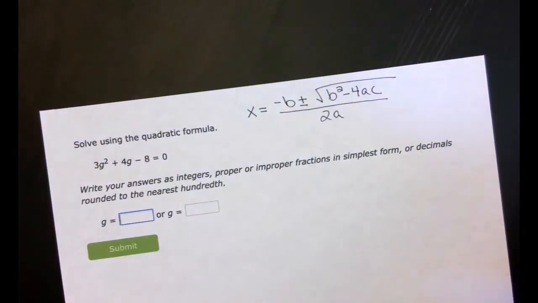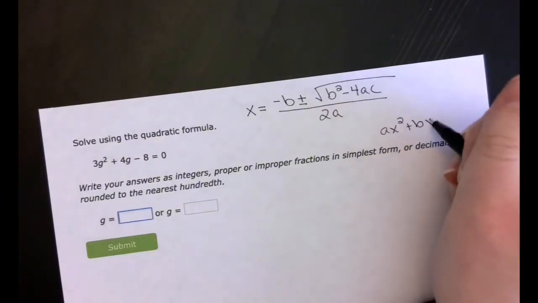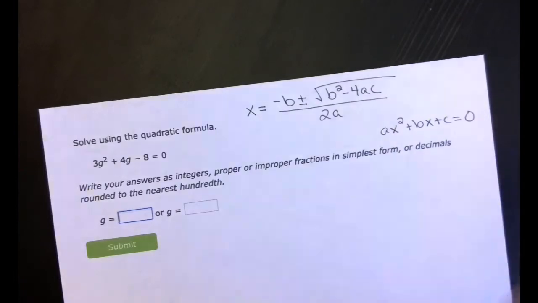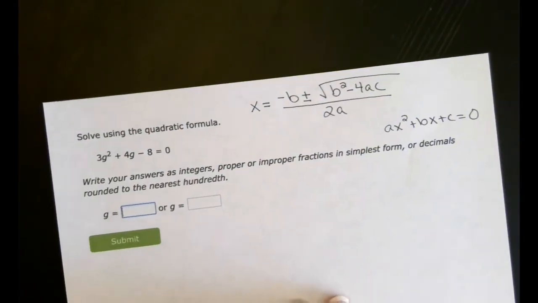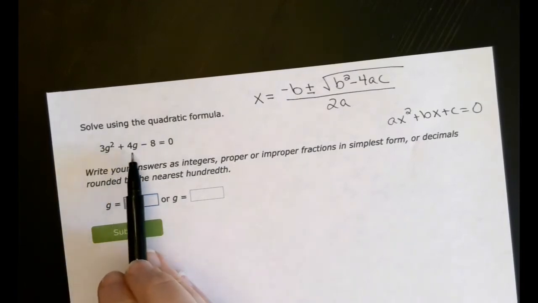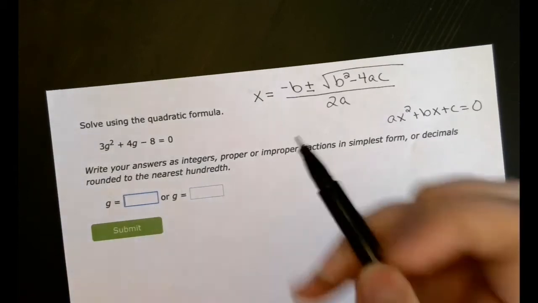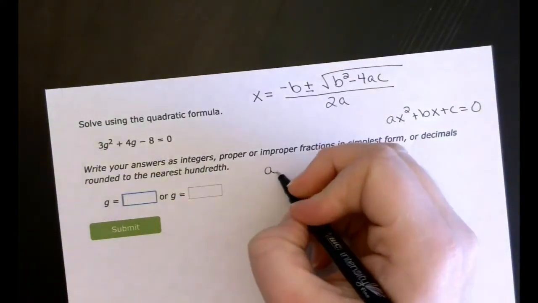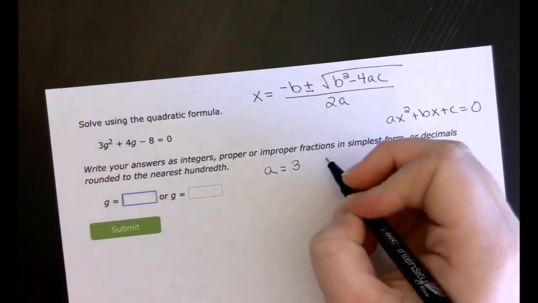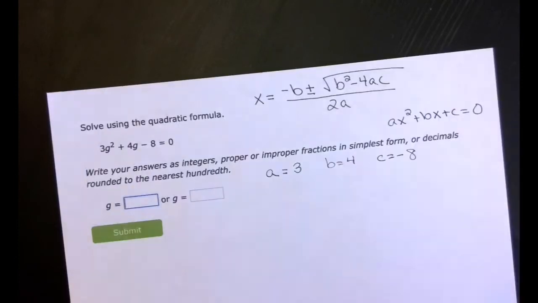We can only use this formula when our quadratic equation is in standard form and set equal to 0. So our first example here is 3g squared plus 4g minus 8 equals 0. So it's already set equal to 0. It's in standard form, so I just need to identify my a, which is 3, my b, which is 4, and my c, which is negative 8.